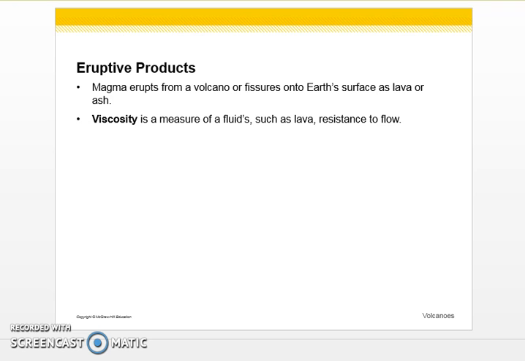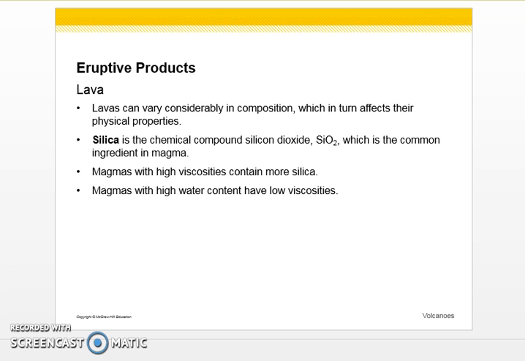Learn that sentence, not going away. And so in this case, we're talking about the viscosity of lava. Lavas can vary considerably in composition, which in turn affects their physical properties, like viscosity. Silica is the chemical compound silicon dioxide, otherwise known as SiO2, which is the common ingredient in magma. Magmas with high viscosities contain more silica. Magmas with high water content have low viscosities.